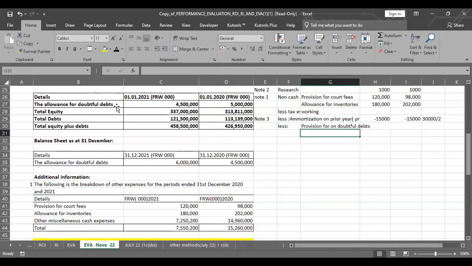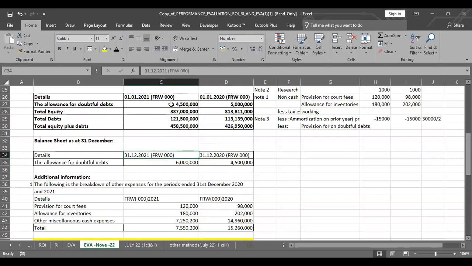So the doubtful debts, as you may notice, there is a change which took place. For those who notice, this is at the beginning of the year, this is at the end of the year. This was what was realized during the year, and this was what was, of course, realized at the end of the year, which is that.